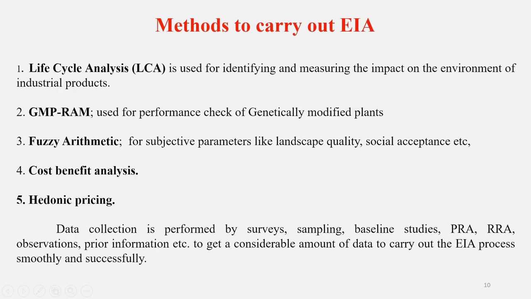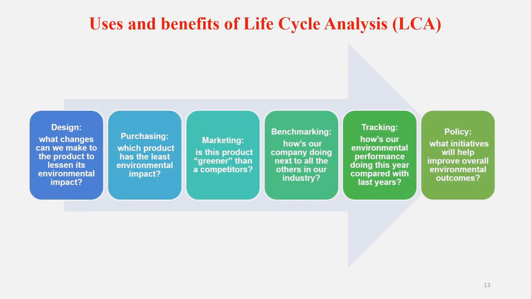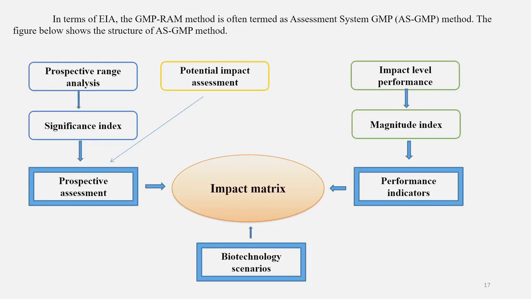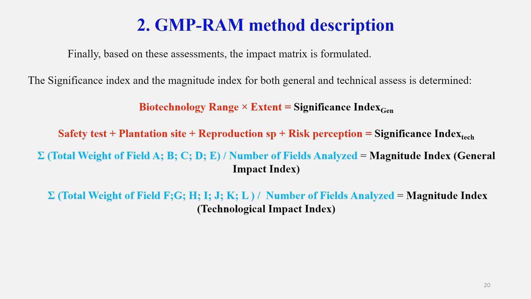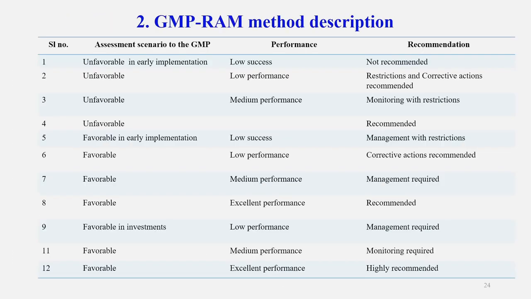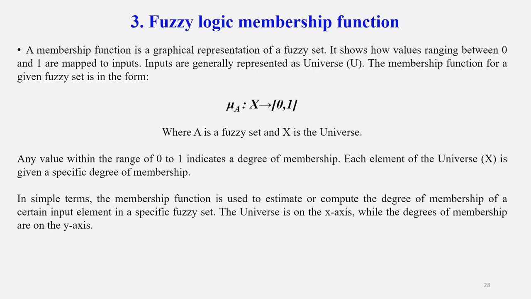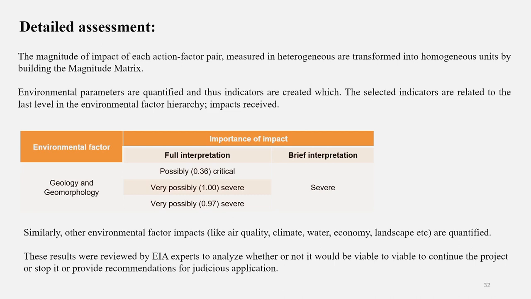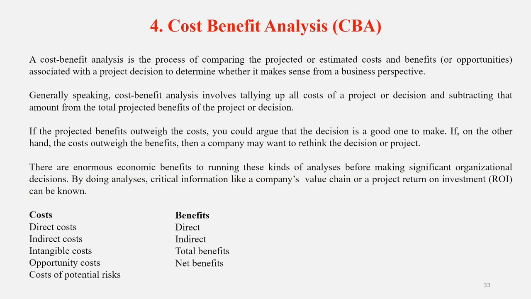We took quite a significant amount of time to discuss the methods of EIA, and there we discussed various methods like LCA and then the GMP RAM method. Each one of them we have discussed, if you recall, with a certain example. And then the fuzzy arithmetic process, fuzzy logic process, CBA, another very important aspect that we have discussed. So please go through it with a little bit of care, because these aspects would be very, very helpful when you actually work in the field, whether in academics or in professions.